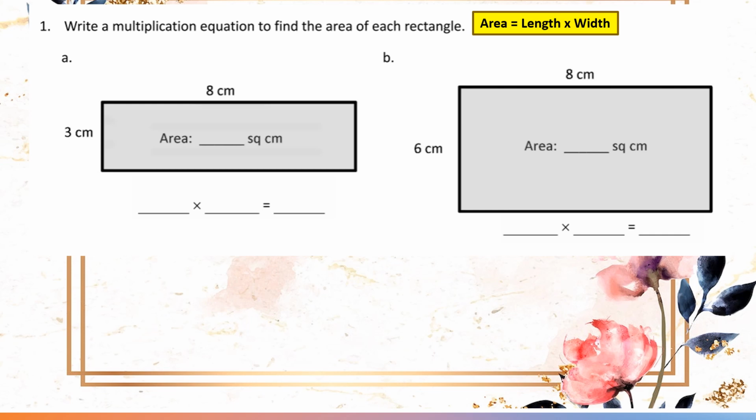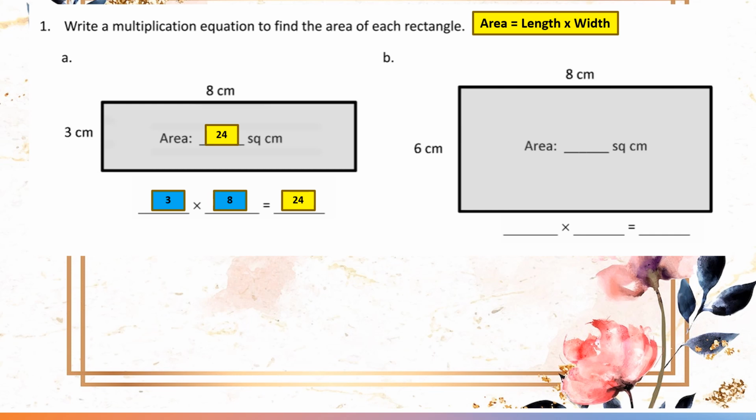Looking at rectangle A, we have a side length of 3 centimeters and the other side length of 8 centimeters. So we have a length of 3 and a width of 8. Our equation for this one would be 3 times 8. And what's 3 times 8? Well, if you said 24, you'd be absolutely correct. So the area of this rectangle is 24 square centimeters.